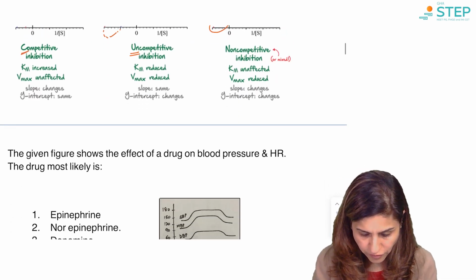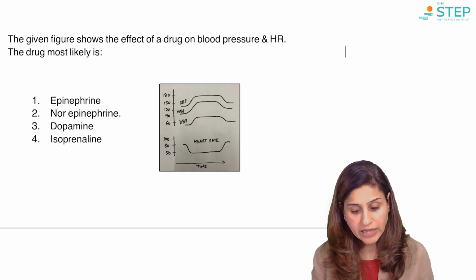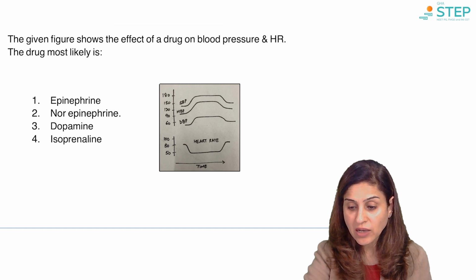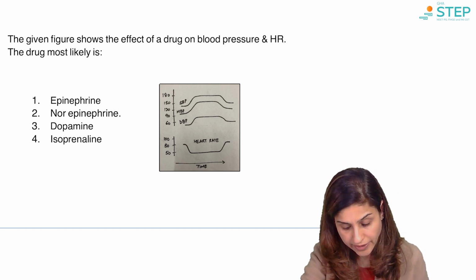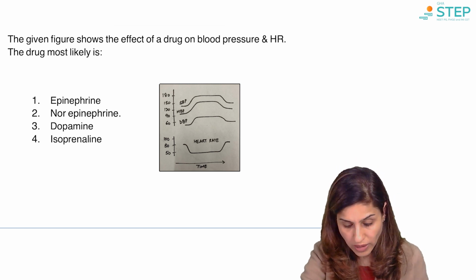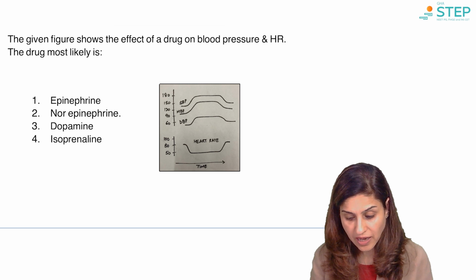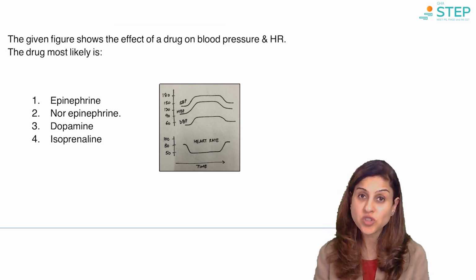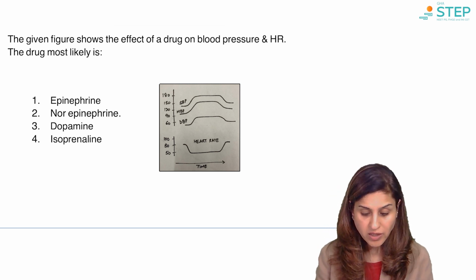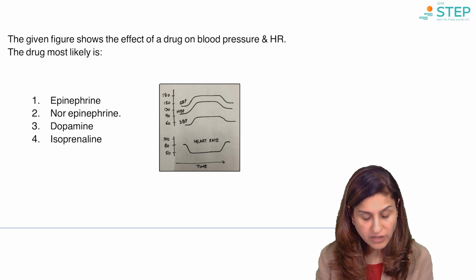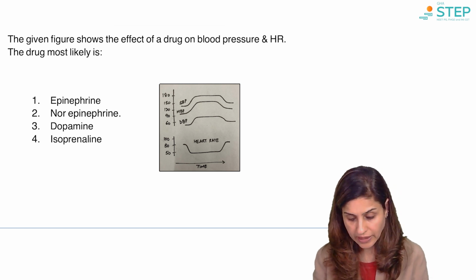All right, moving on further. The given figure shows the effect of a drug on the blood pressure and heart rate. So can you now see the graph and tell us which drug is showing this effect? Whether it is epinephrine, norepinephrine, dopamine or isoprenaline.